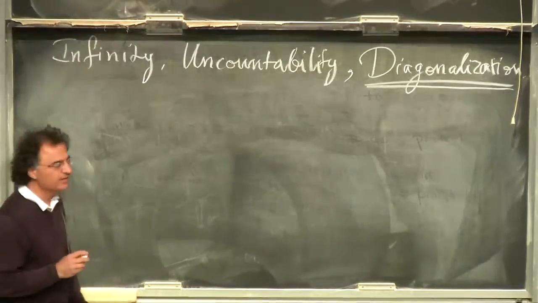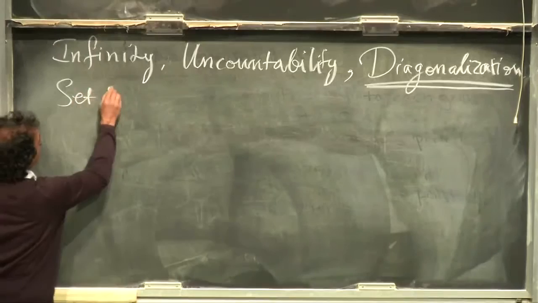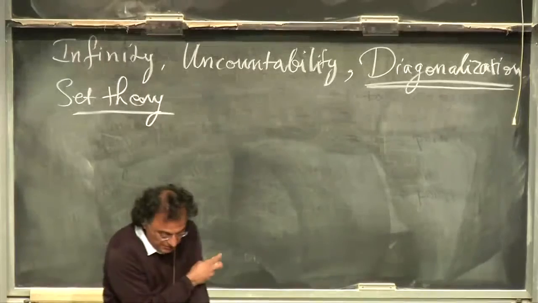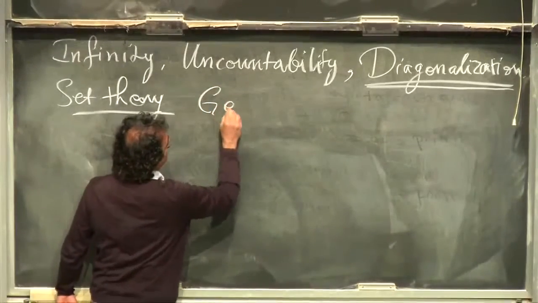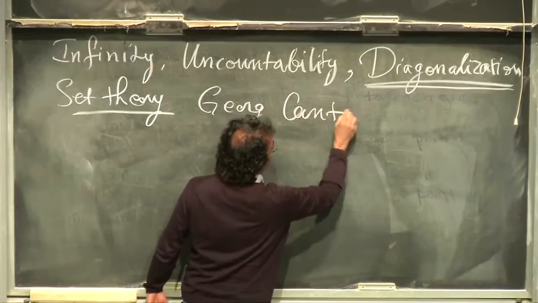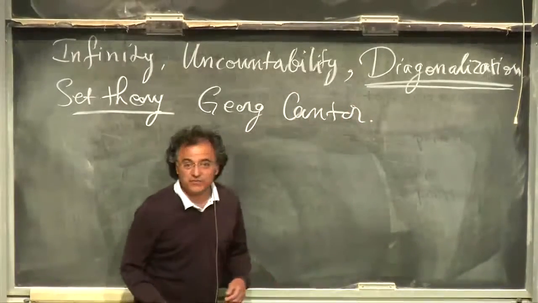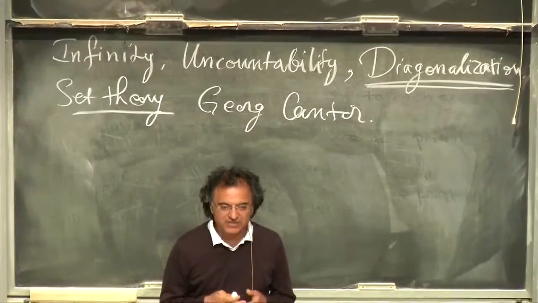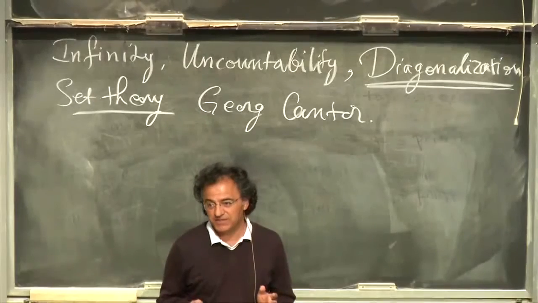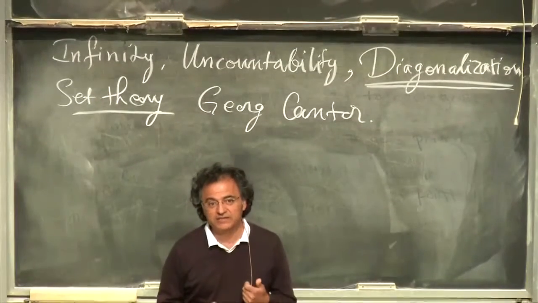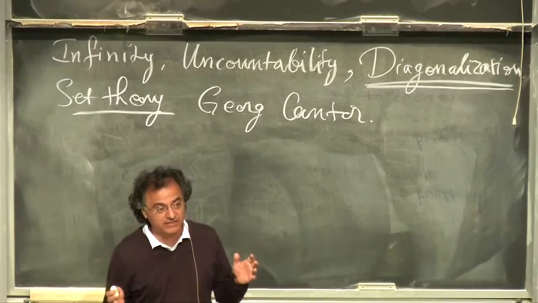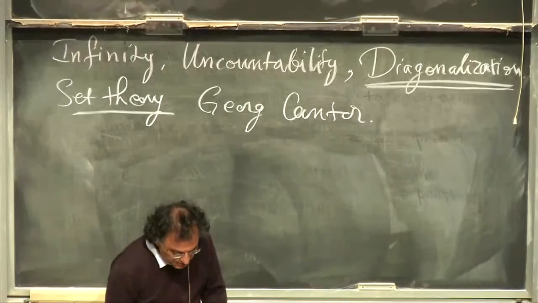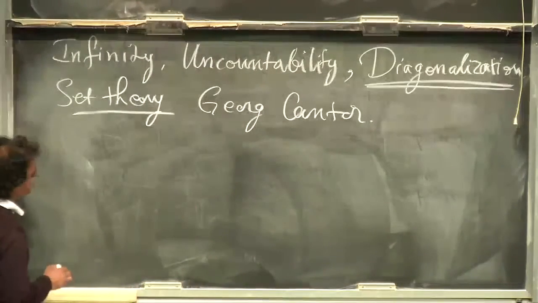So set theory actually started in the end of the 19th century with the work of George Cantor. Before George Cantor, sets were known, but this wasn't really a mathematical discipline. It was after George Cantor started looking at infinitely large sets and realized that there was something very interesting about them that set theory really became a discipline by itself.